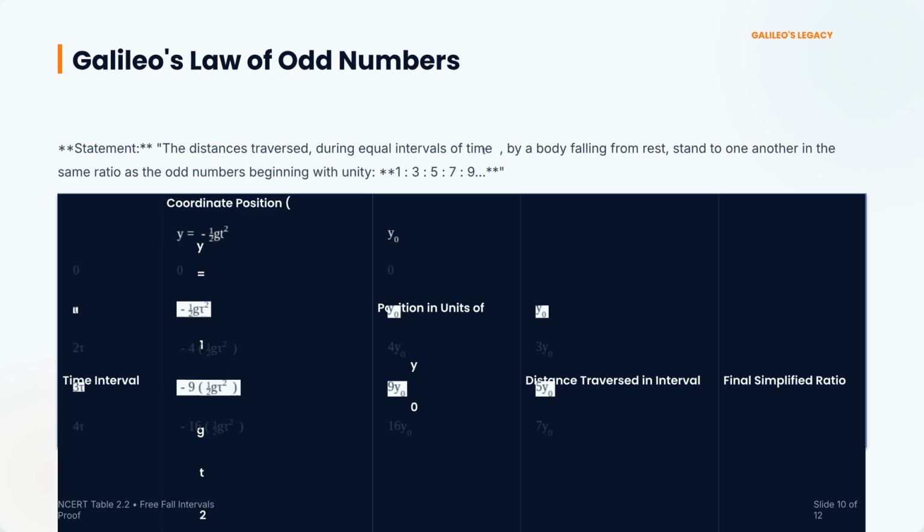Galileo's law of odd numbers provides a fascinating insight into freefall. It states that for a body falling from rest, the distances traversed in equal intervals of time stand in the ratio of consecutive odd numbers starting from unity.